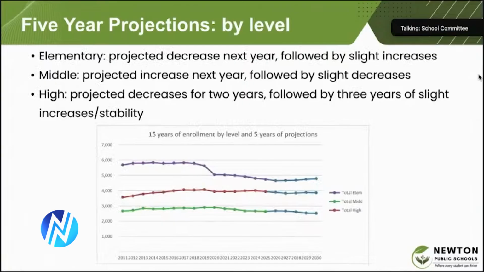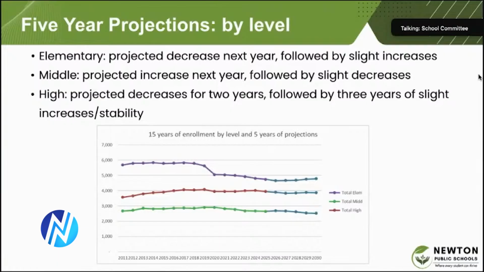When we look at the 5-year projections by level, there's slight variation here. So the graph on this slide is showing you 15 years of enrollment by level, as well as 5 years of projections. So the top line, which is purple and blue, is the elementary enrollment and projections. We are projecting a decrease next year at the elementary level, followed by slight increases in the next 4 years. The middle line is the high school enrollment. So that one is red and blue.